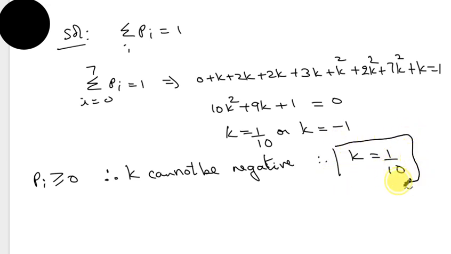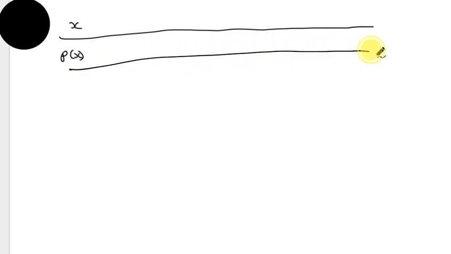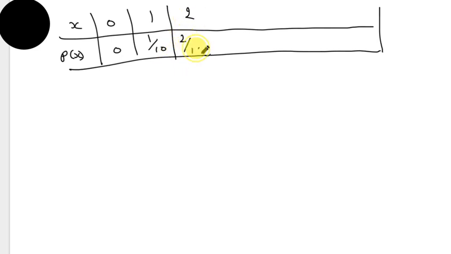Thus, we are able to make the appropriate choice of k, which we are going to use in our table. Once we get this value, we will now get our table. We have our x, we have our p of x. Our x is going to run from 0 to 7, and p of x also runs correspondingly. So when x is 0, p of x is 0. When x is 1, p of x is 1 by 10. When x is 2, p of x is 2 by 10. When x is 3, again it is 2k, so it is 2 by 10.